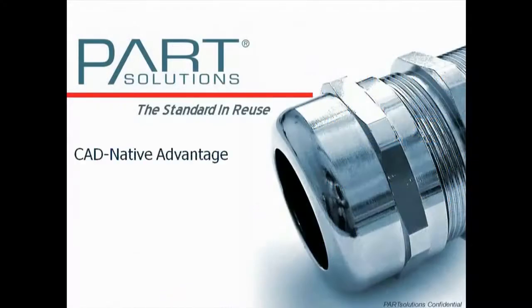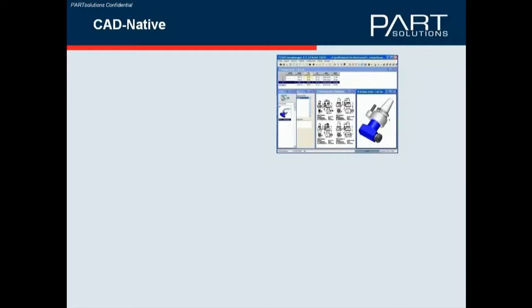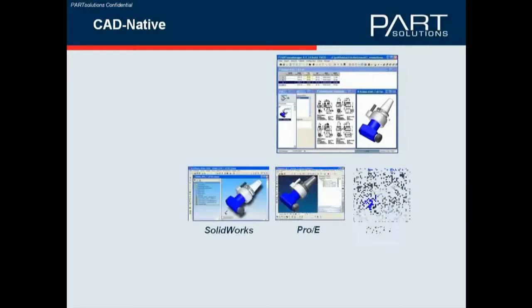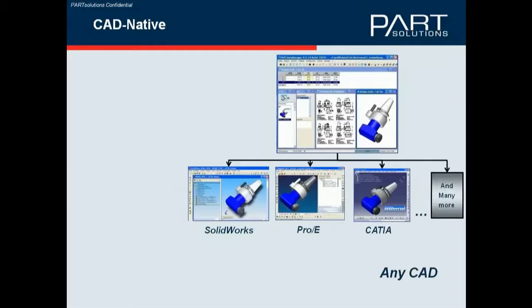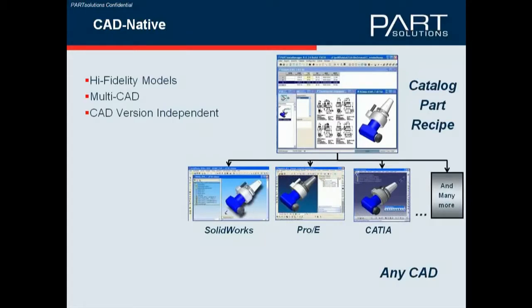The first key advantage of PARTsolutions is that it is the only 3D part catalog management solution that is truly CAD native. This means standard parts can be configured and delivered in over 85 CAD formats and CAD versions. Because we store only the catalog recipe, much like a paper catalog, the data footprint is tiny. Our hundreds of vendor catalogs, which are delivered with Part Enterprise, can fit on a single DVD, around 5 gigabytes of space.